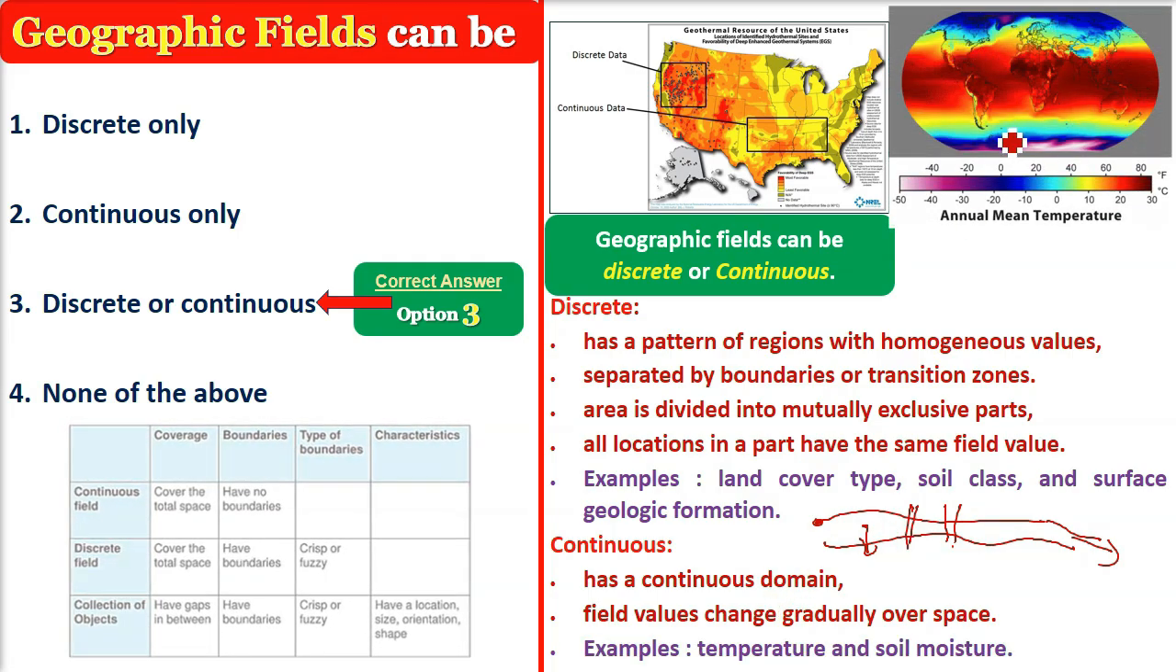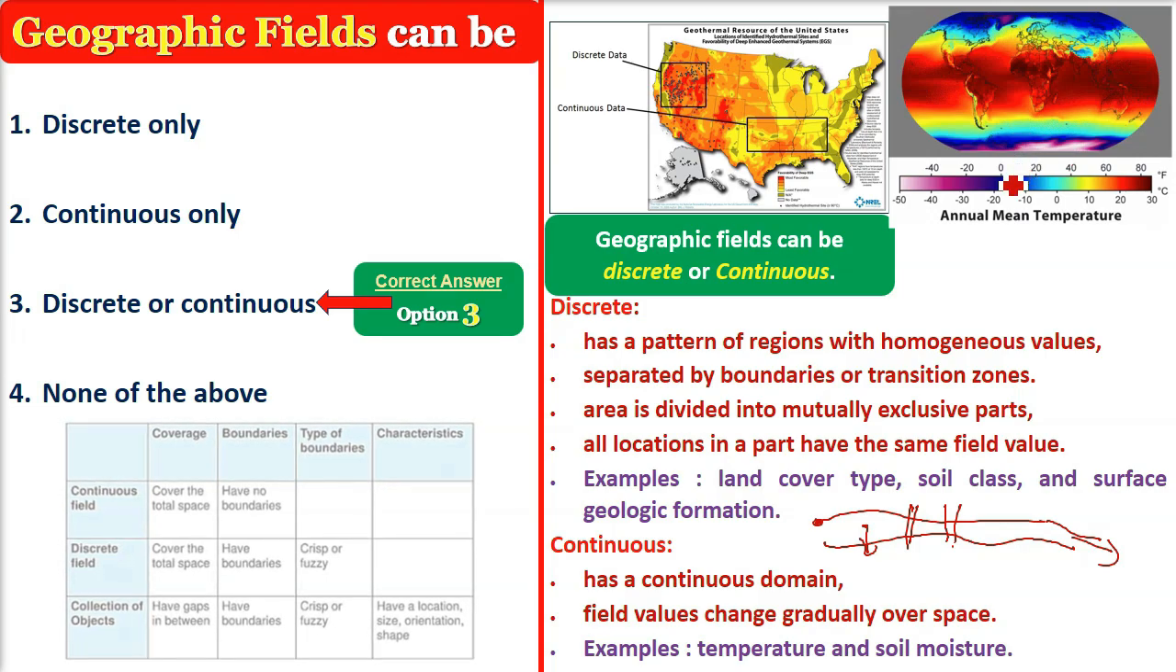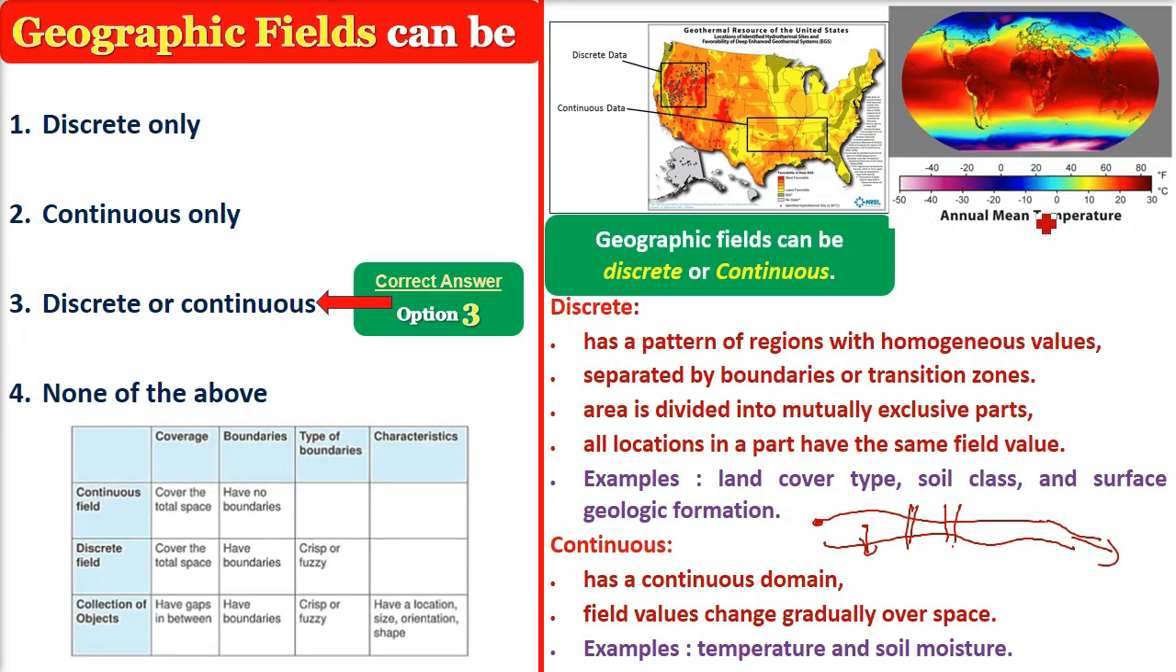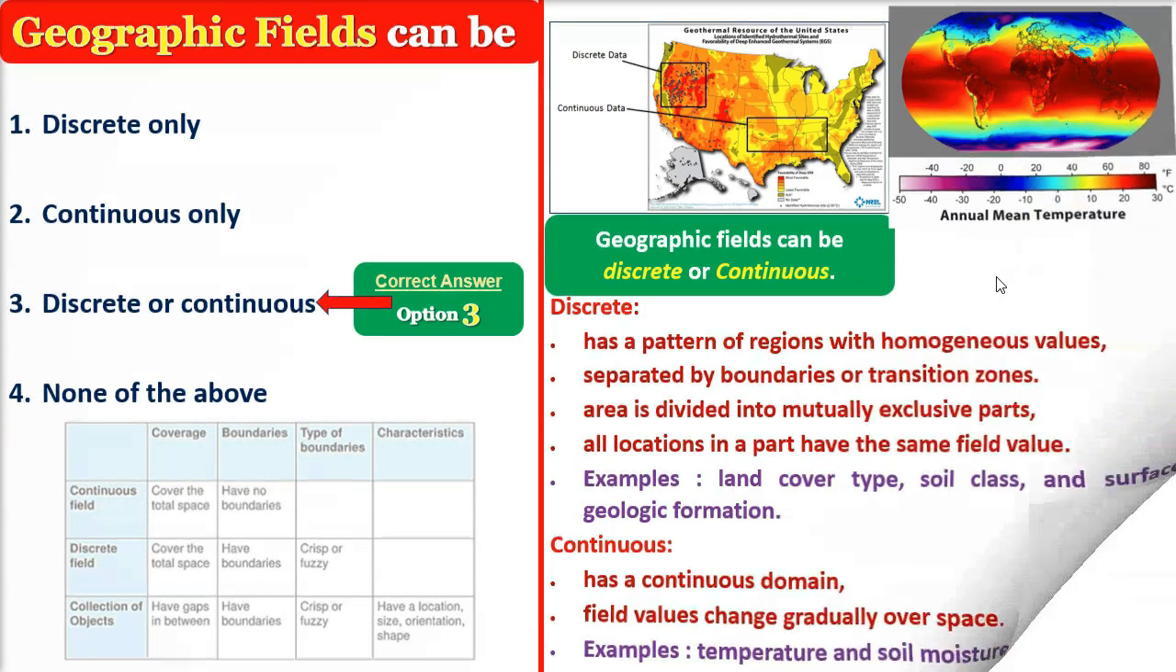The temperature and the soil moisture are examples of continuous fields because the temperature will be different.